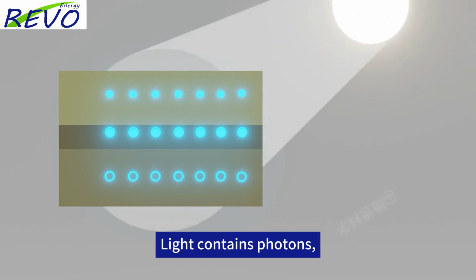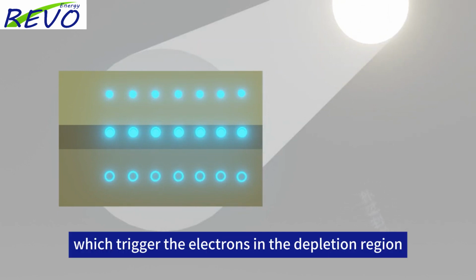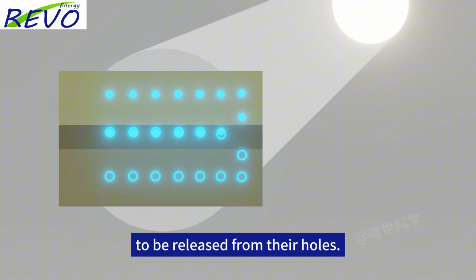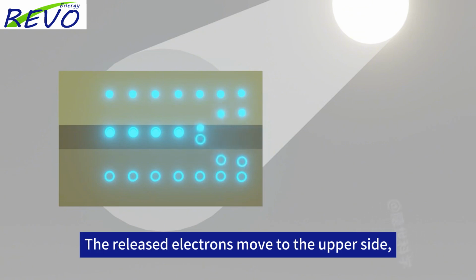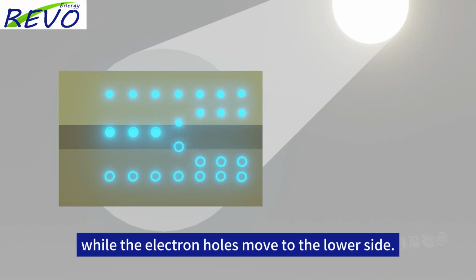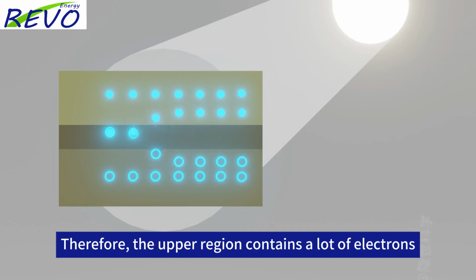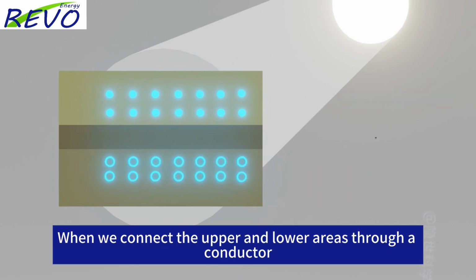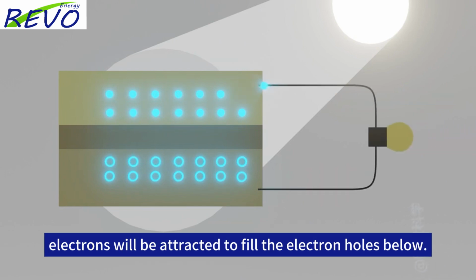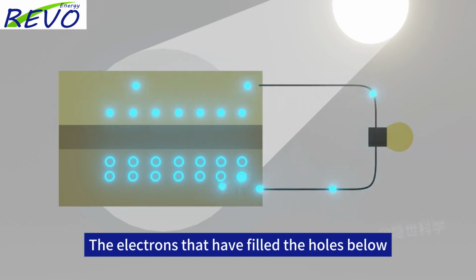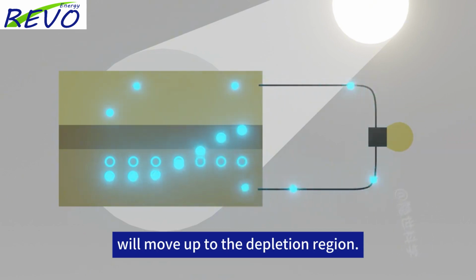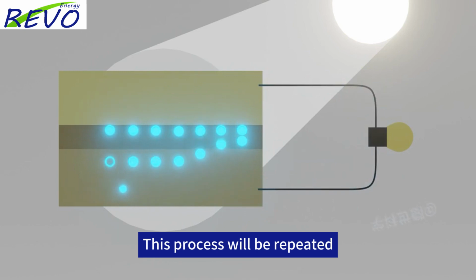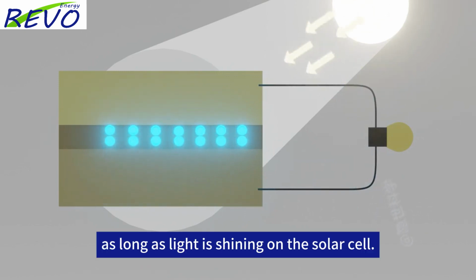Light contains photons, which trigger the release of electrons from their holes in the depletion region. The released electrons move upward, while the electron holes move downward. Therefore, the upper region now contains a large number of electrons, and the lower region contains a large number of electron holes. When we connect the upper and lower regions with a conductor, the electrons are attracted to fill the electron holes below, and the electrons that have filled the holes below move upward to the depletion region. This process will continue to repeat as long as there is light shining on the solar cell.